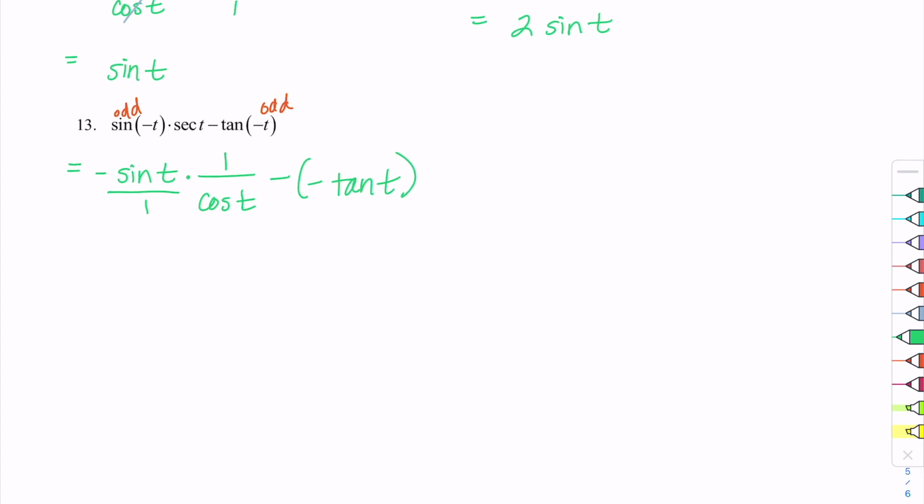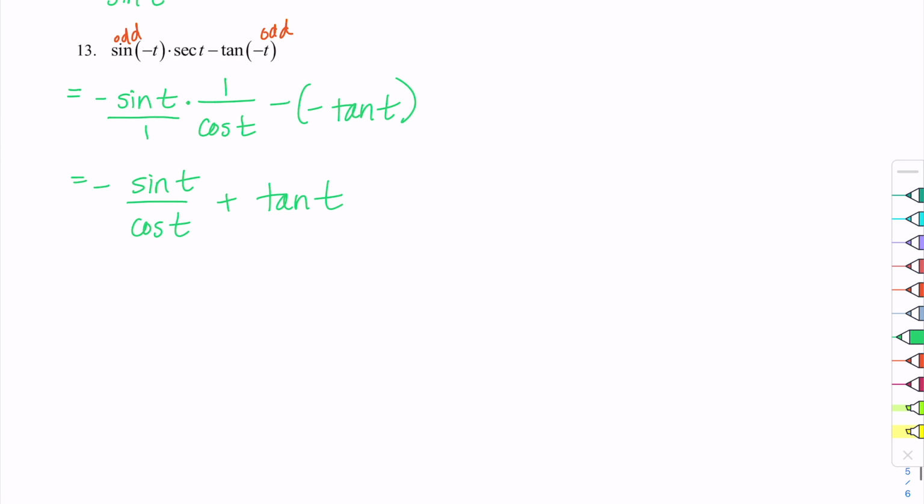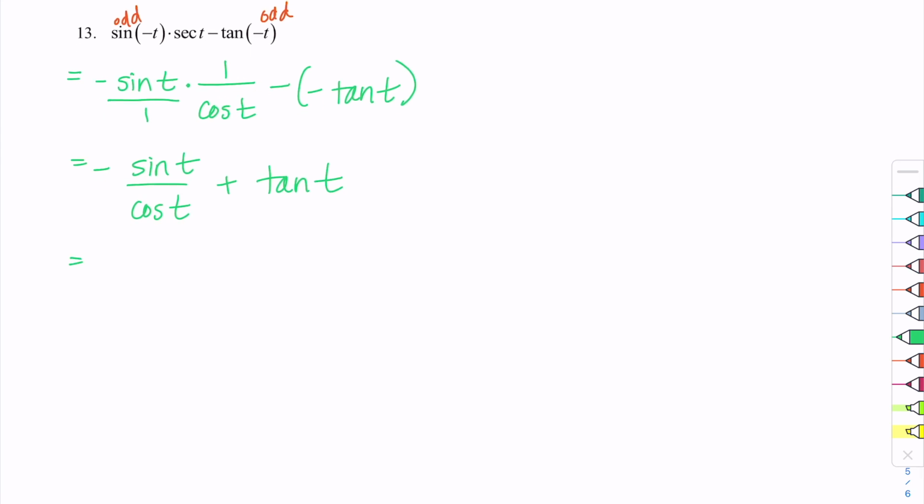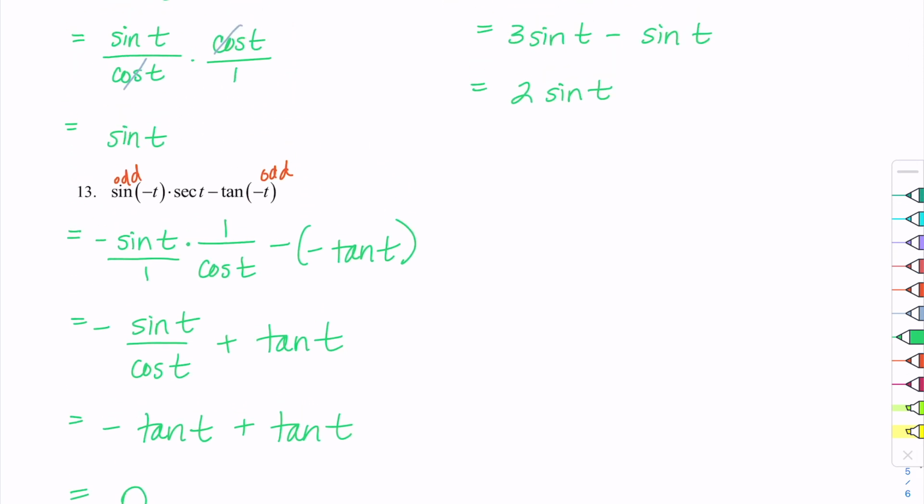Okay, so what can we do? We can say that we have the opposite of the sine of t over the cosine of t plus the tangent of t, okay? So this is just the opposite of the tangent of t plus the tangent of t, and you guessed it, we have 0. And that concludes this section.